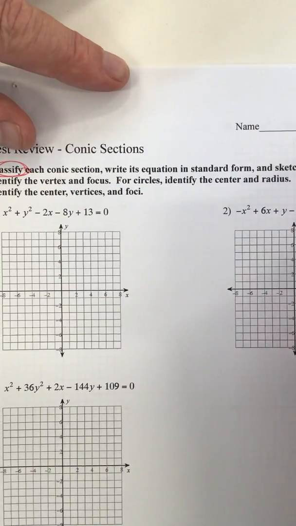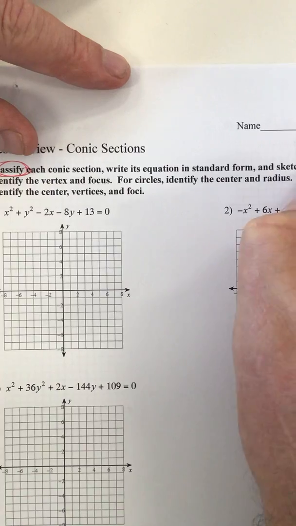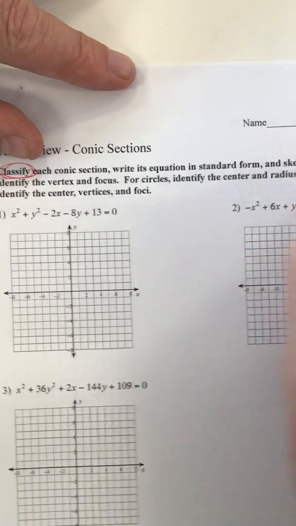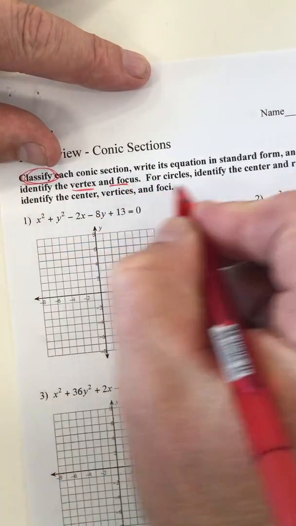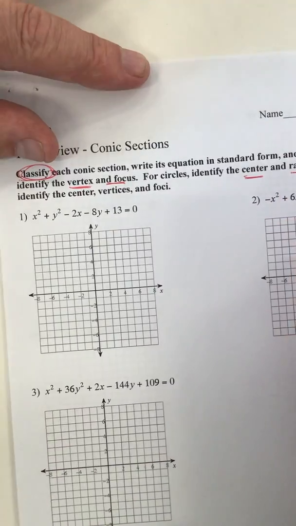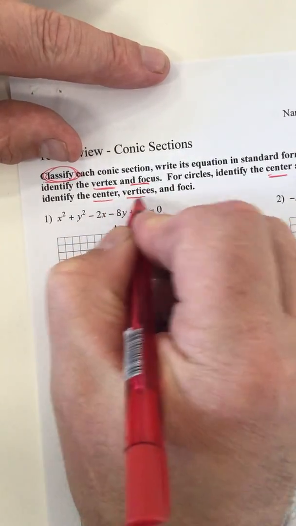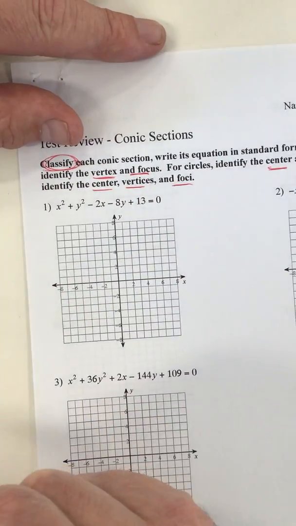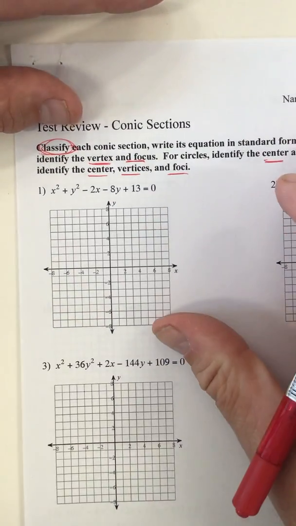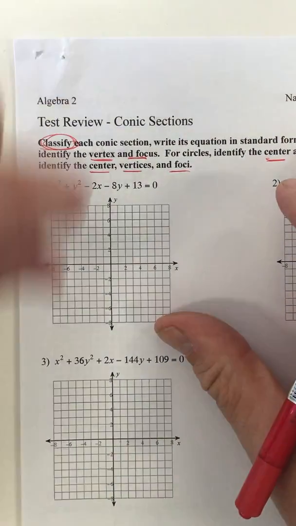And then we want to sketch the graph. For parabolas, we need the vertex and the focus. Circles, we need the center and the radius. Ellipses and hyperbolas, we need the center, vertices, and focus. Okay, we basically just give the things that we get when we do all of this.